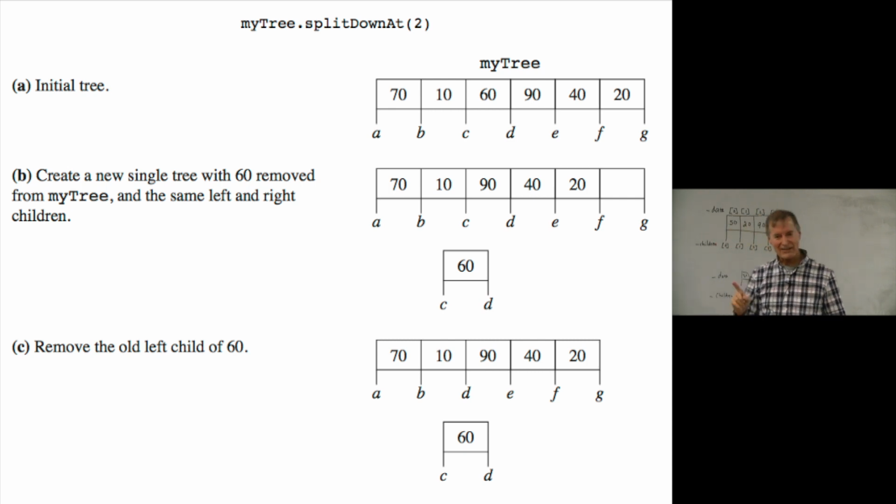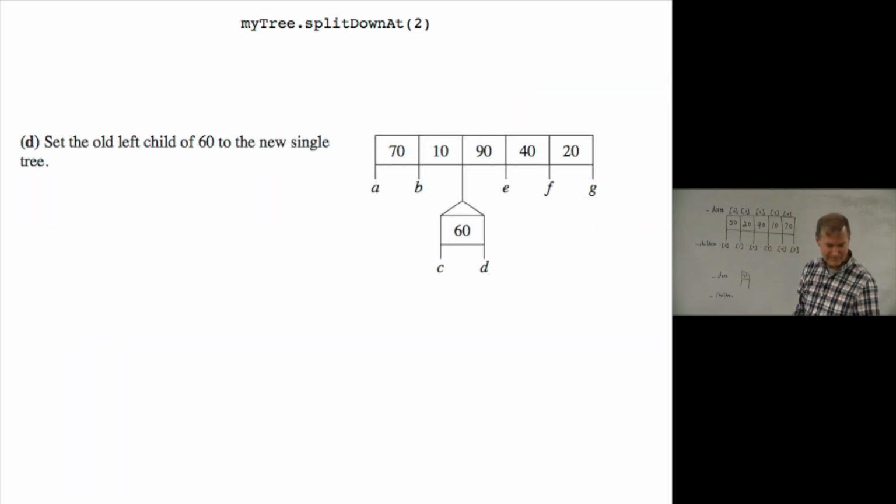Are you with me? See how neat these vectors are? And then what we do is we set the old left child of 60 to the new single tree. Now, by the old left child of 60, I mean the one between 10 and 90. Are you with me? And that's it.